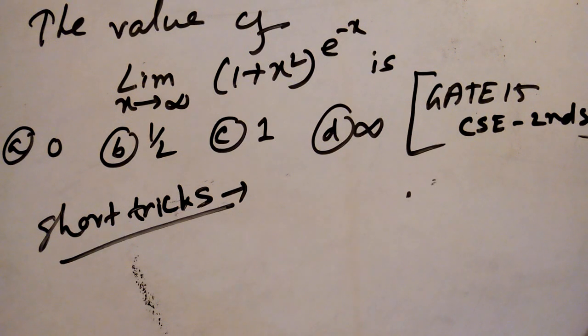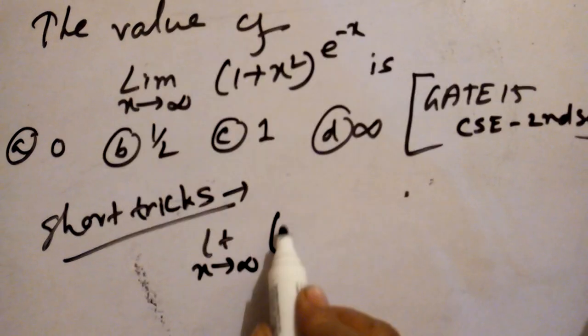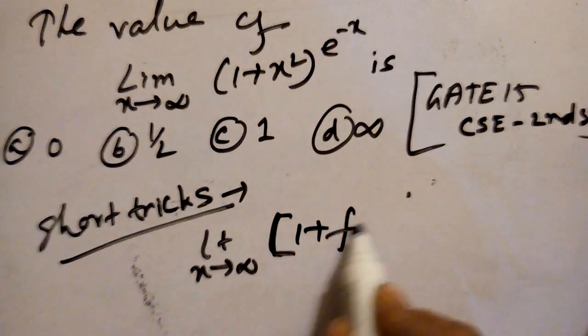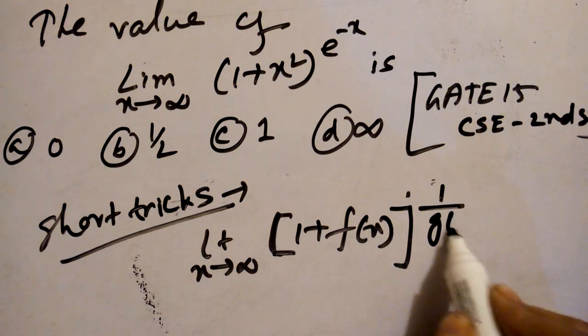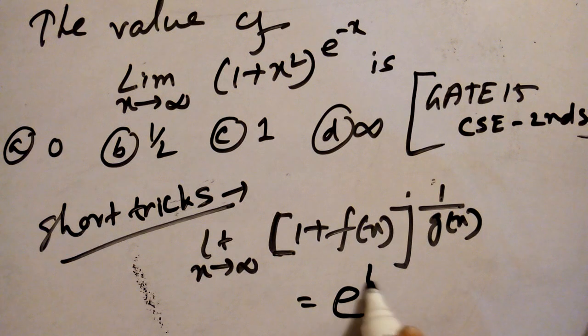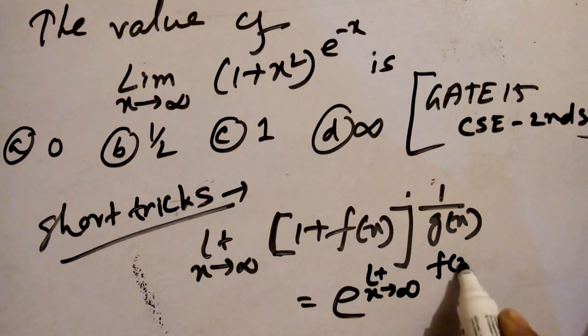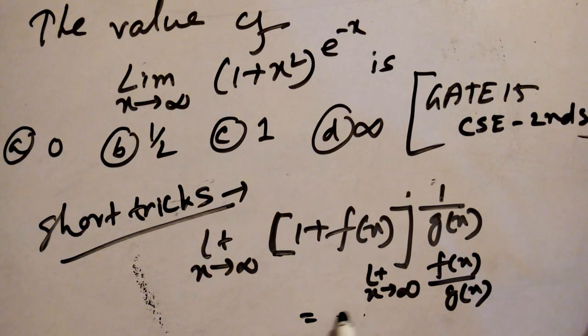We use short tricks to solve this math, and the short trick is: limit x tends to infinity of (1 plus f of x) to the power 1 by g of x equals e to the power limit x tends to infinity of f of x by g of x. Clear? This is on the power of e.